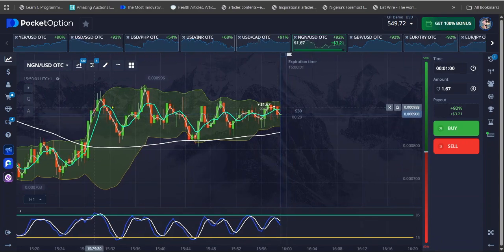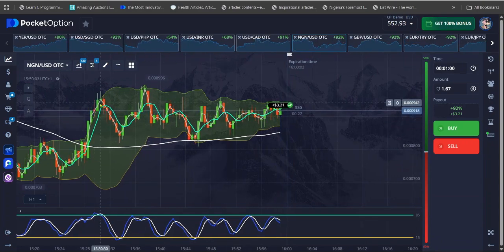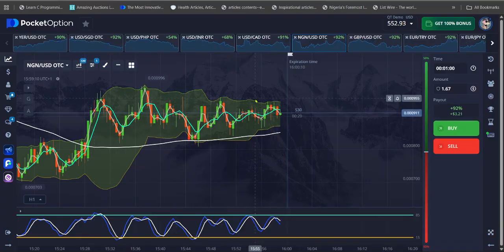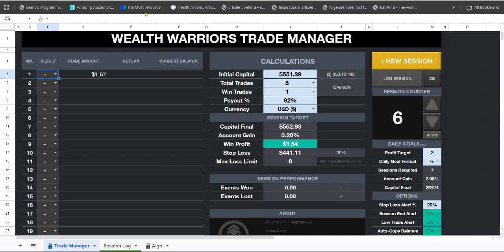All right, so the reason I'm taking this trade is no other than the resistance in this region. You can see there is a clear resistance in this region, and that's why I took that trade. So we will mark it as a win, marked as a win.